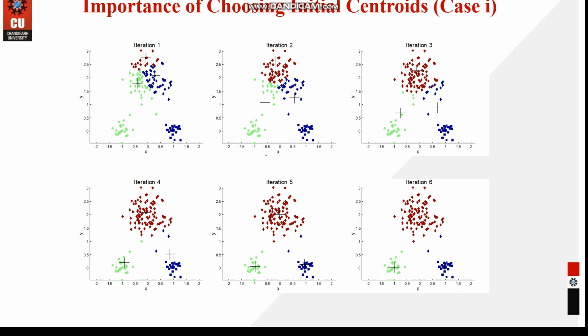We can see all the iterations in a single shot. In iteration 1, these were the initial points. In iteration 2, after calculating the mean between these and these, this has shifted to over here. Similarly for this and this, the new mean value is taken, so the centroid has shifted. In iteration 3 we can see the new centroid points came over here and here. For iteration 4 they are coming like this, then iteration 5 and iteration 6.